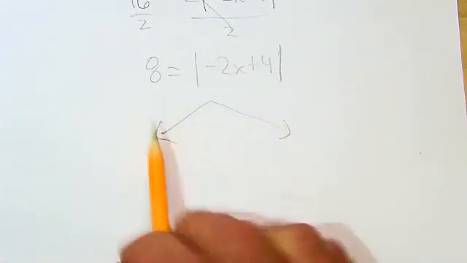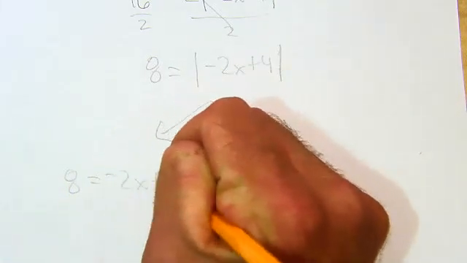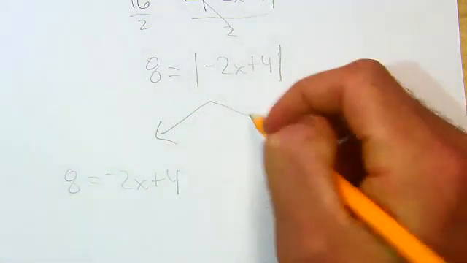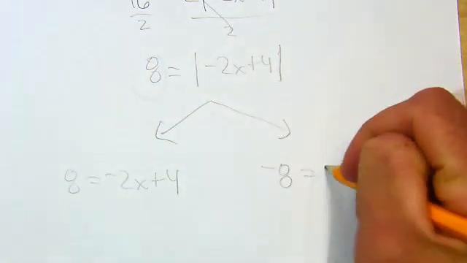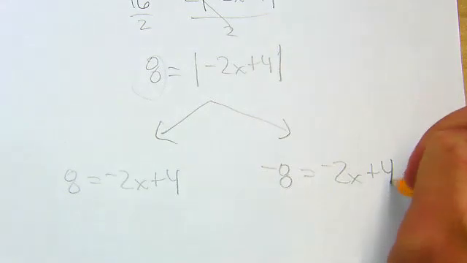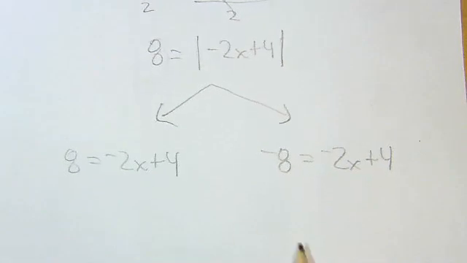The first one, you just keep it like it is: 8 equals -2x plus 4. Okay, the second one, I'm going to change the output. Change this to a -8. Keep this part the same. Okay, that's how you do all these. Keep this part the same, change that to a negative. Okay, solve these both out.